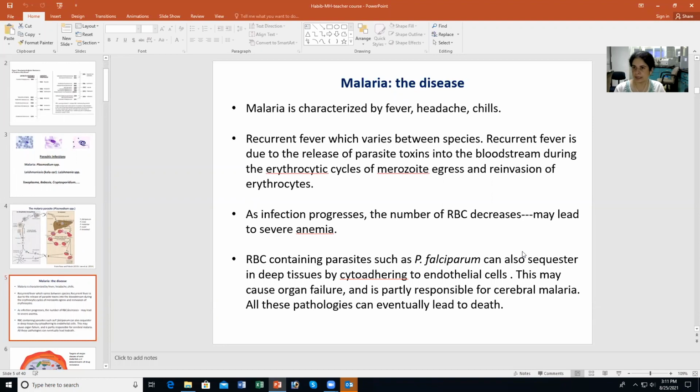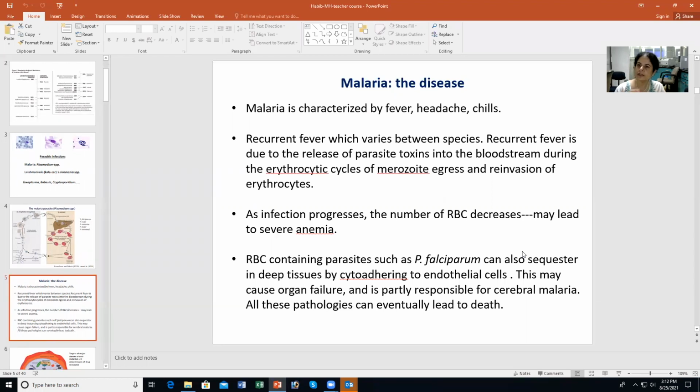RBCs that contain parasites such as Plasmodium falciparum can also sequester in deep tissues, and this is a very interesting phenomenon. If you have a parasitic infection, in the RBCs the parasite takes in a lot of proteins and other material from the RBC. But it also secretes a lot of proteins into the RBC, and some of these proteins then go into the membrane of the red blood cell. And when they do that, they also cause certain modifications in the RBC membrane.